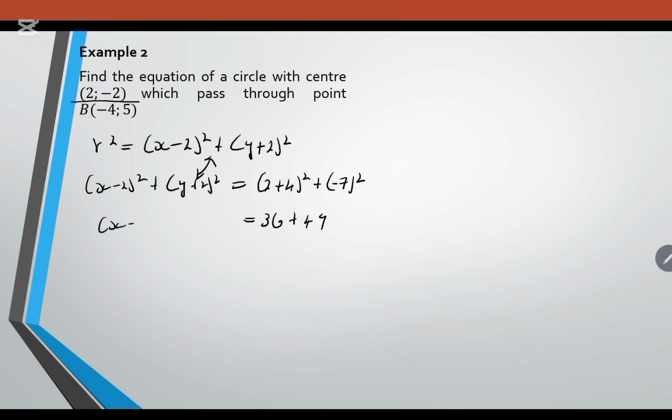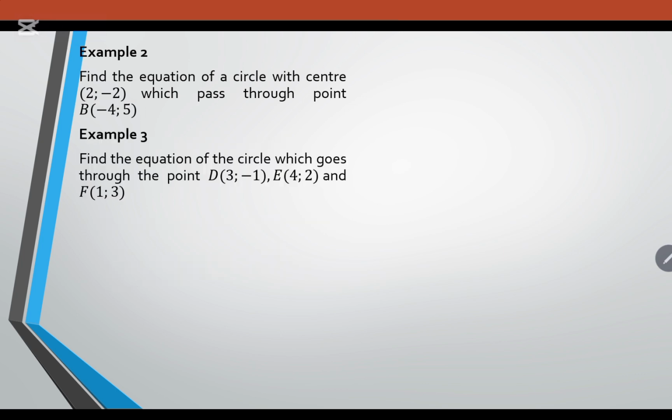So we've got (x minus 2) squared plus (y plus 2) squared is equal to 36 plus 49. So that will be 85. The equation of this circle is (x minus 2) squared plus (y plus 2) squared is equal to 85. So this is the equation of the circle.